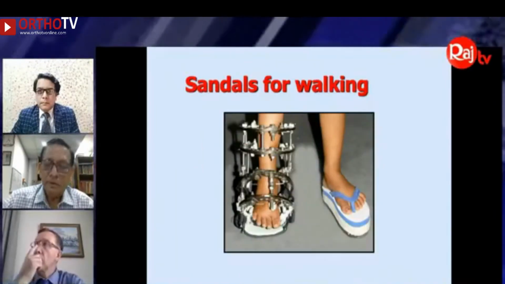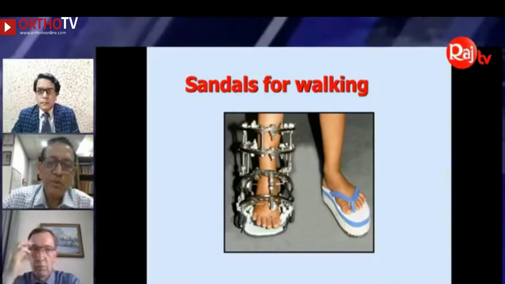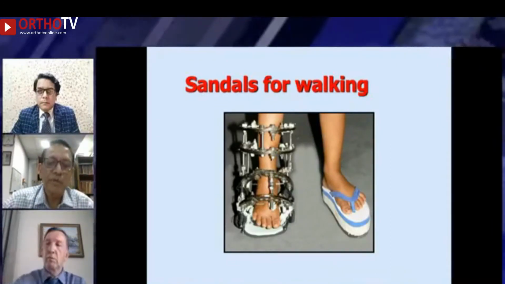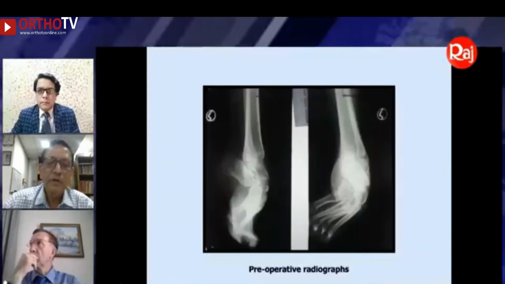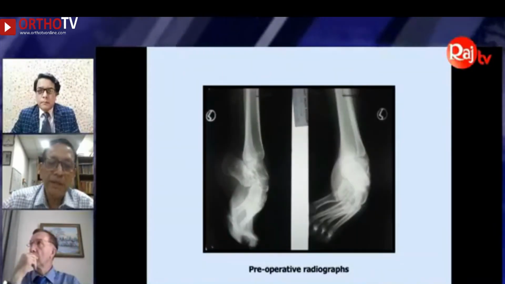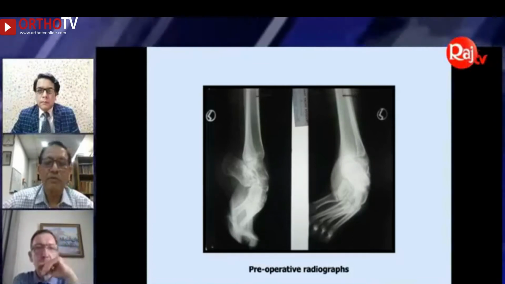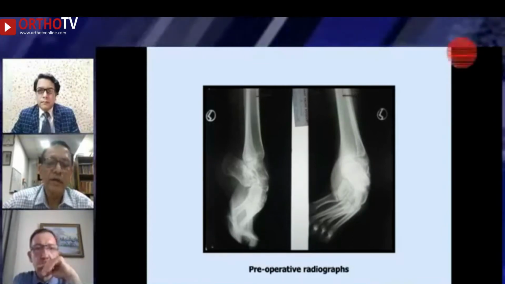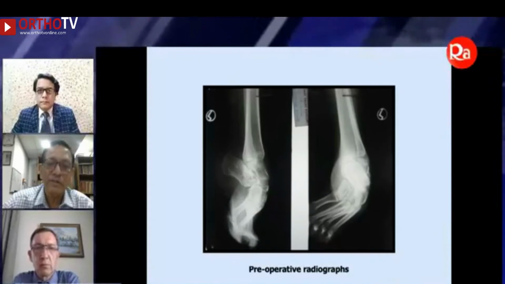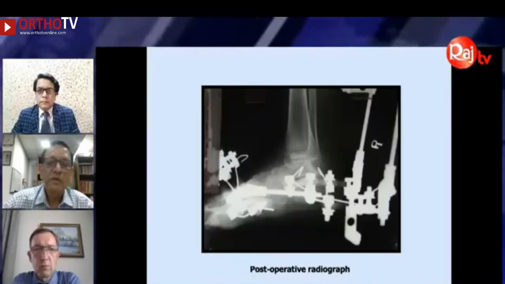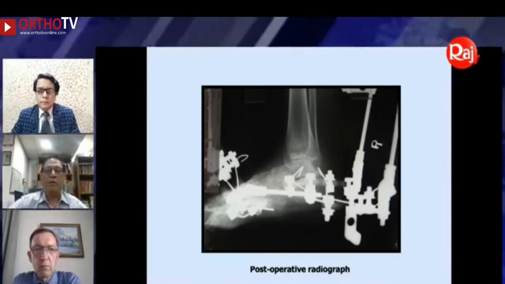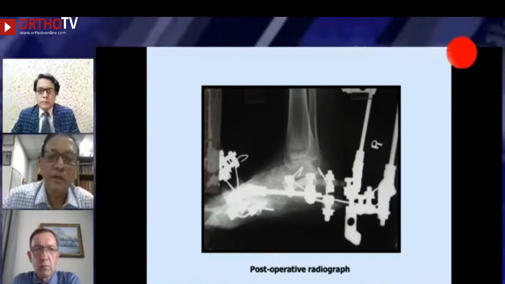And you know, some people say that the frame makes walking difficult. We make special sandals so that they can walk nicely. You can see the pre-operative radiographs. The total line is about 180 degrees. See where equinus is there. Adduction is 60 degrees.